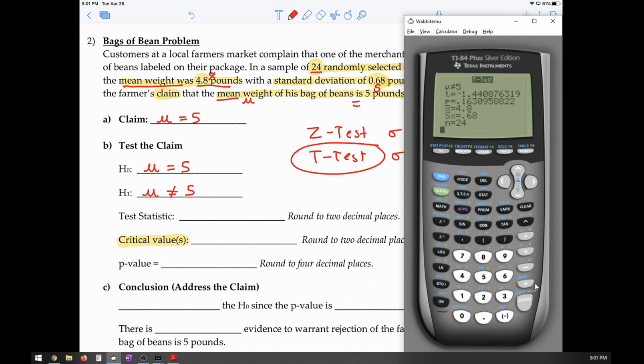So the test statistic, notice that it's a t-test because we're in the t-distribution. So the test statistic is a t. So t is approximately equal to negative 1.44. And the p-value is 0.1631. All right, so we're rounding to 4 decimal places.